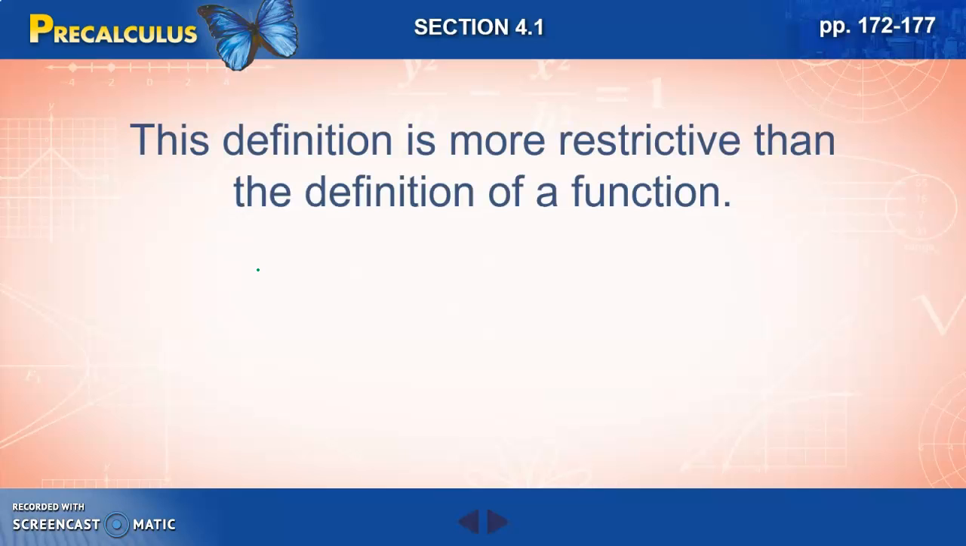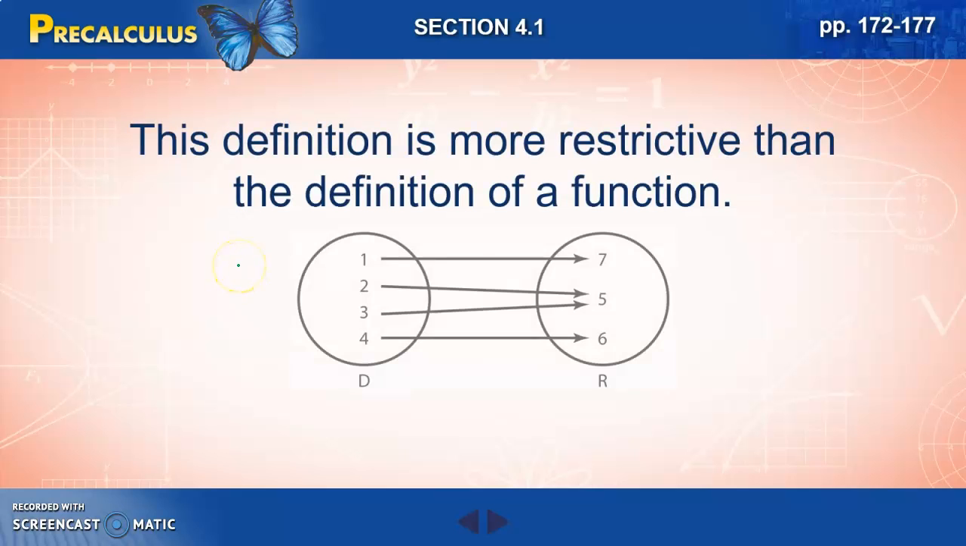And to help us visualize this, we're going to take a look at some circle diagrams here. Now, we've got our circle diagrams, also called mapping diagrams, of a function. And you can see that the definition of a function, if you remember, is that each x value, each domain value, is paired with only one y value. So the 2 is paired only with the 5. The 4 is paired only with the 6. The 3 is paired only with the 5.